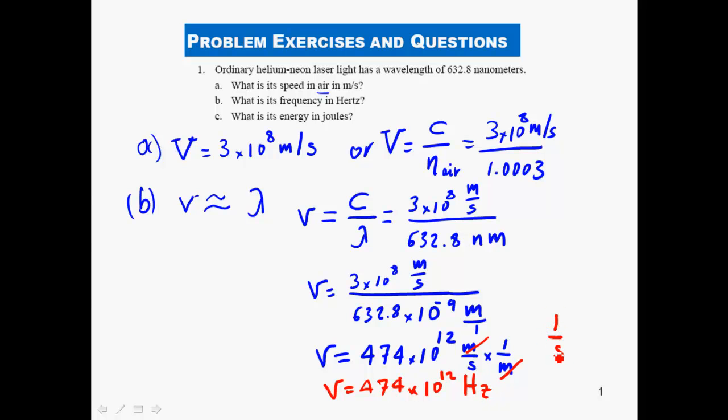1 over second is the definition of hertz. So it's 474 times 10 to the 12 hertz, or we can write it as 474. If I use now a metric prefix, what's 10 to the 12? Terahertz. Okay? So that's the answer to B. You can leave it either to this point or to that. If I ask you to give the answer in terahertz, give it in terahertz. If not, you can do it in one or the other form.